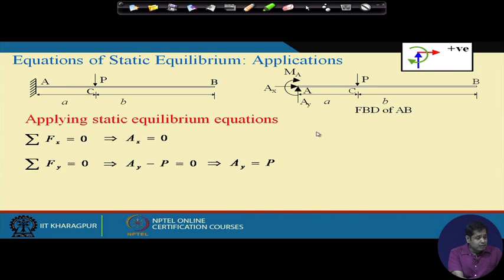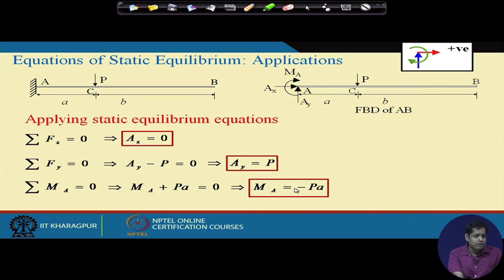Now, use the third equilibrium equation, which says the summation of moments about any point is equal to 0. Take moment at point A. So, summation of moment at point A is equal to 0. Ax and Ay will not contribute to this moment because we are taking moment about point A, and Ax and Ay pass through point A. So, what are the moments you have? The MA itself, the moment at A, and the moment due to force P. Now, moment at A is in clockwise direction, and the moment of P will be P into a. Again, this is in clockwise direction. So, this third equilibrium equation directly tells you MA is equal to minus Pa, and these are the three support reactions.